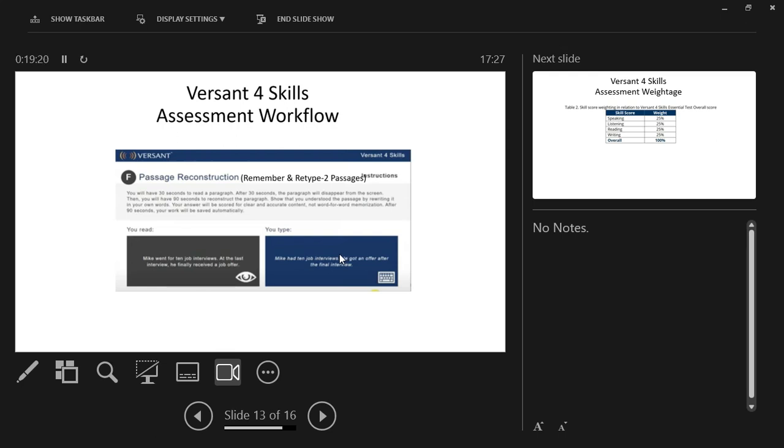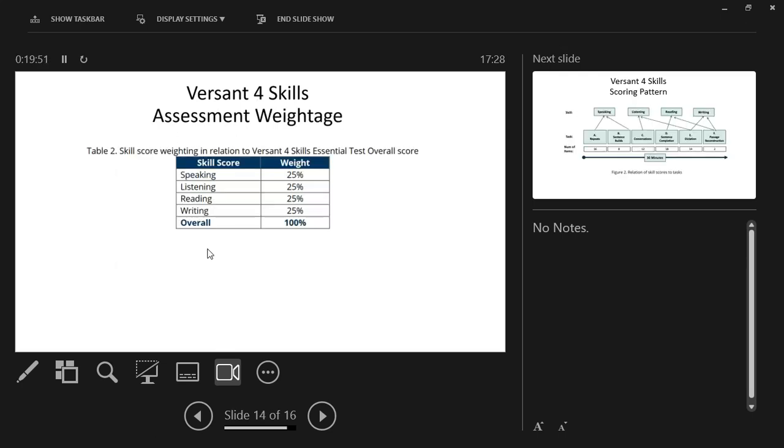You will have to make sure that you also follow the punctuation marks. So you read the paragraph and you remember it, and then this paragraph will disappear, and then you type the same paragraph in your own words. Make sure that when you start a sentence, it has to be a capital letter. When you end a sentence, it has to be followed by a full stop. All the names of persons have to be in capital letters. That's it.